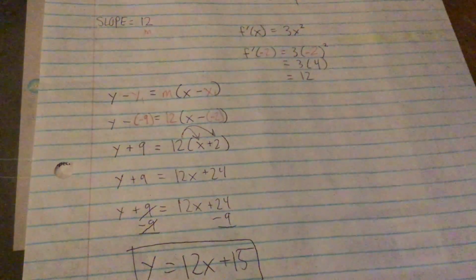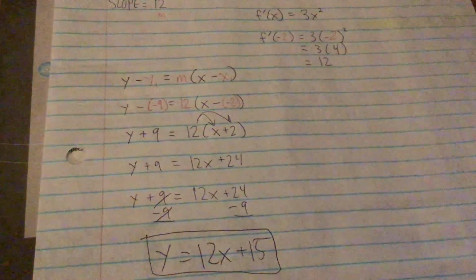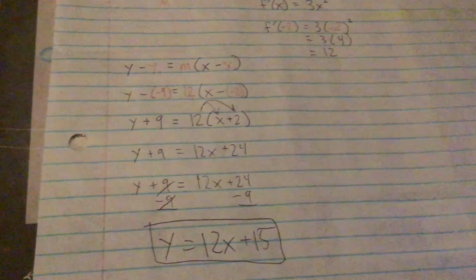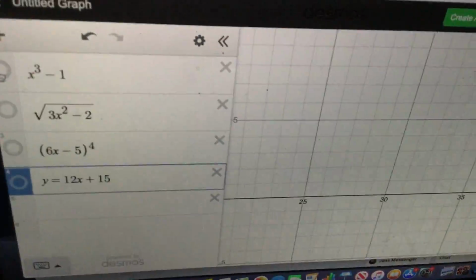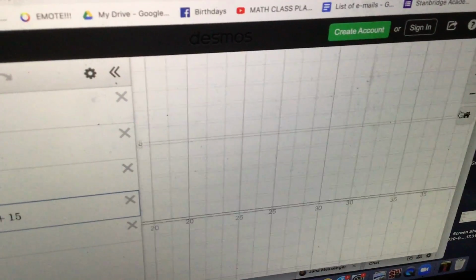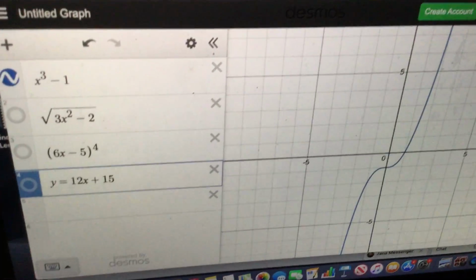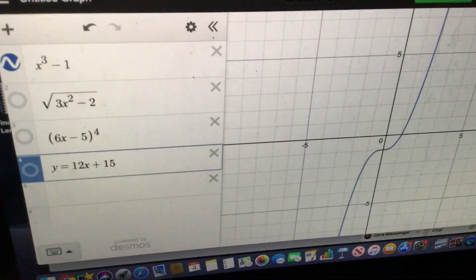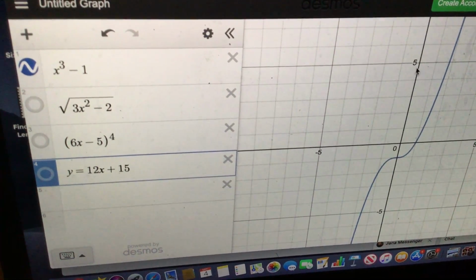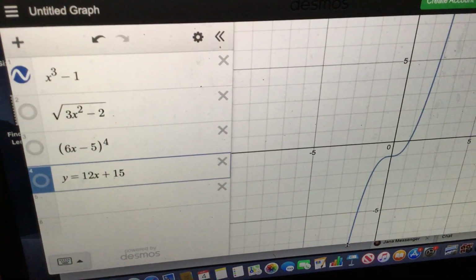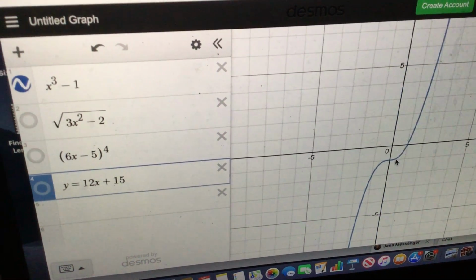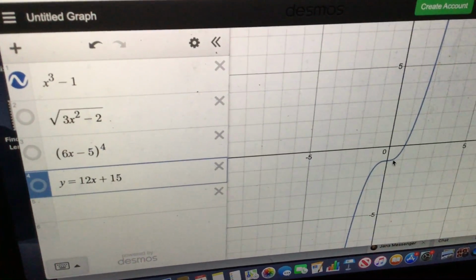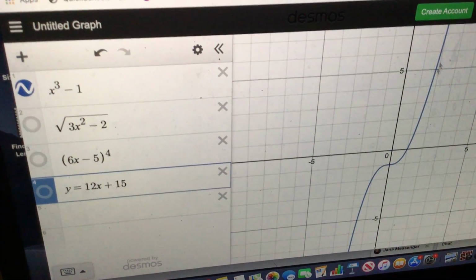So let me just plug that into Desmos. 12x plus 15, okay? So I'm going to hide that tangent line. So let's take a look at the curve y equals x cubed minus 1. Notice that it's a snake-looking graph. It goes from, let me get my mouse, there we go. From negative infinity, sort of dances, it bends a little bit. That's going to come in handy in the next test, not this coming test. And then it comes up.